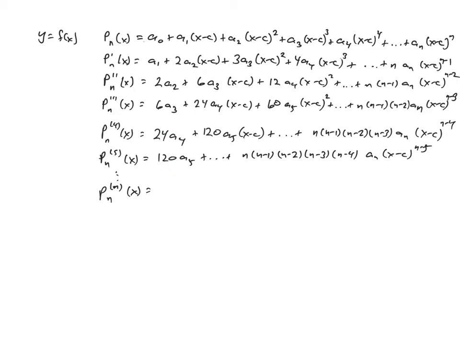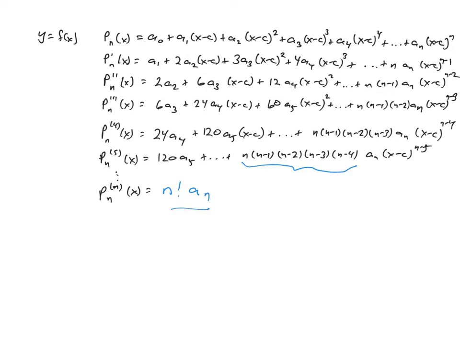So when we get down to the nth derivative, it's going to be n factorial times a sub n. And you kind of see that n factorial building with this. And if we keep going, we're going to end up with n times n minus 1 times n minus 2 all the way down until we get times 3 times 2 times 1. So what we have is this.